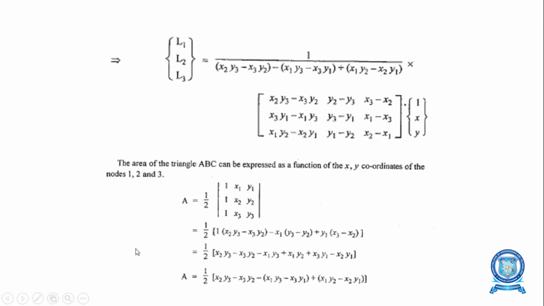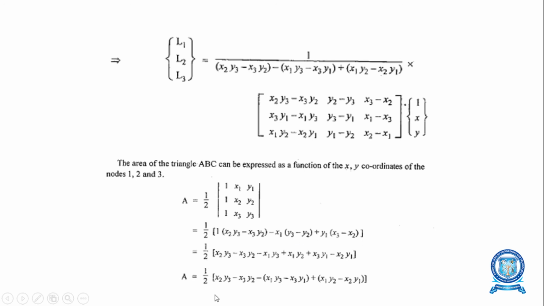Now we are going to find out the area value. How are we going to find the area value? Area is equal to 1 by 2 into the determinant of [1 x1 y1; 1 x2 y2; 1 x3 y3]. Expanding this, 1 by 2 into 1 into x2 y3 minus y2 x3, minus x1 into y3 minus y2, plus y1 into x3 minus x2.